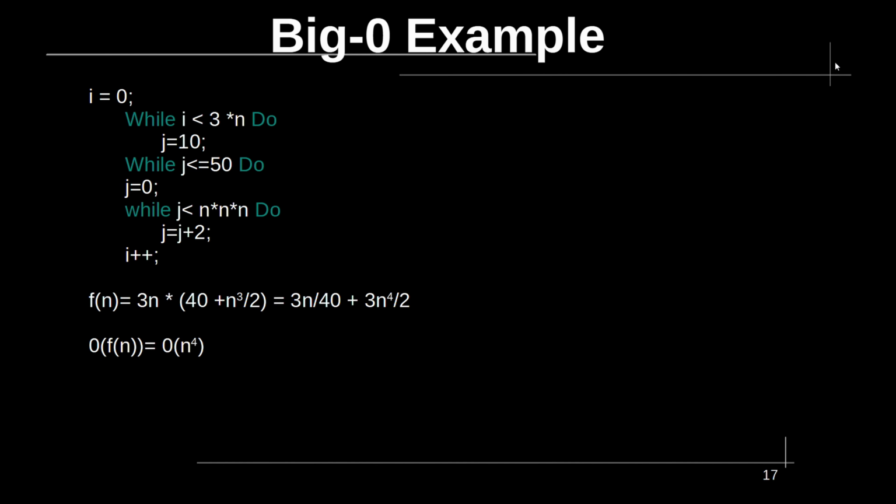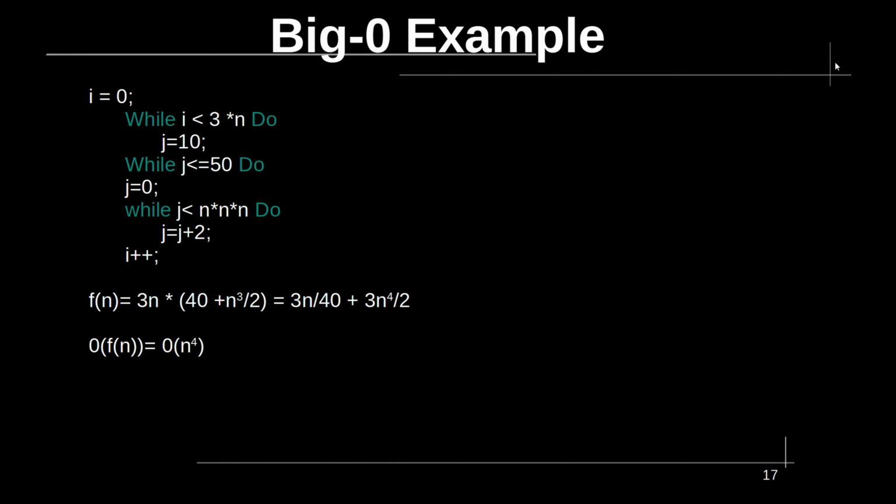Alright, the next one is very similar to the previous example that we just looked at. On the outer loop, i is going from 0 to 3n work done. The second loop, j goes from 10 to 50, so that it does 40 loops. That is a constant 40 amount of work done, plus however the third loop, which is j less than n cubed, with j equal to j plus 2.